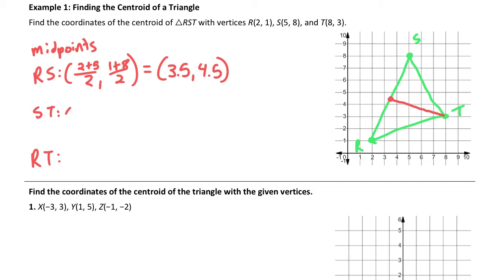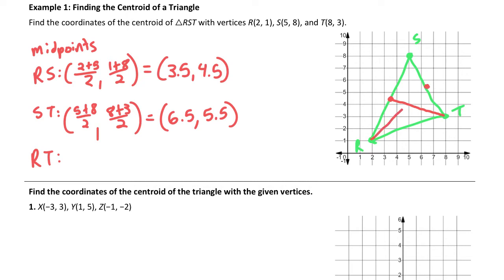Midpoint of ST, average of the x's, average of the y's. (5 + 8)/2 and (8 + 3)/2. So that midpoint is going to be 13 divided by 2, which is 6.5, and 11 divided by 2, which is 5.5. So graphing that midpoint first, (6.5, 5.5). It's going to be right about here. So I'm going to connect those two. And really, we've already found our median, but I still want to do RT.